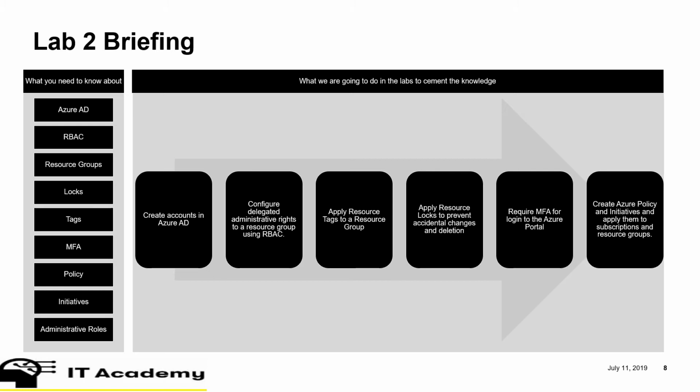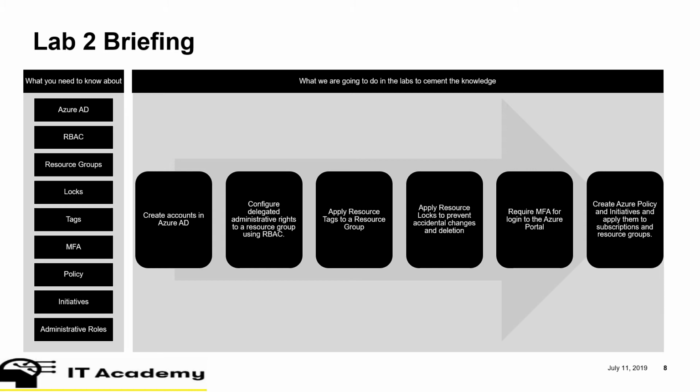So what you're going to learn there is how to delegate control over particular resources to administrators and engineers who aren't necessarily going to own the entire Azure environment. Then we're going to create some resource tags and apply them to a resource group. And we're going to see that the tags we apply to an entire resource group can be propagated to the objects that live within the resource group. We're then going to use Azure locks to prevent accidental deletion and accidental changes of Azure resources.